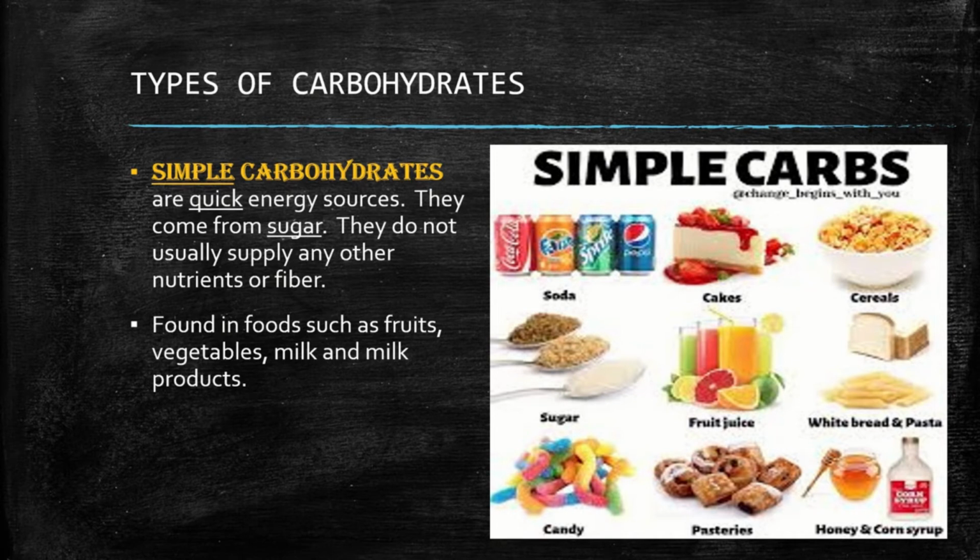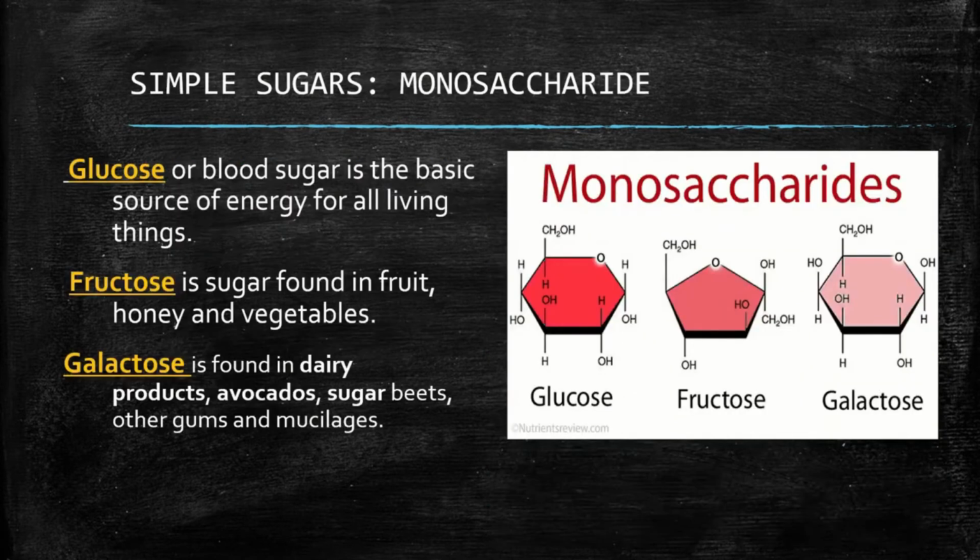Aside from that, it could also be found in foods such as fruits, vegetables, milk, and other milk products. Okay, so ito yung sinasabi natin, glucose, fructose, and galactose. So glucose or the blood sugar is the basic source of energy for all living things. This is glucose. If you're going to count this, meron tayong 6 carbon, 12 hydrogen, and 6 oxygen. Yung bawat H dito sa ating circular carbon, we also call it cyclic carbon, it represents 1 carbon. So in this case, meron tayong 1, 2, 3, 4, 5, and then pang-anim yung nandito. So we have 6 carbon.